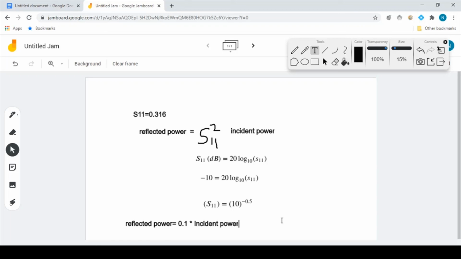So it means that whatever power is incident through the system, only 0.1 of that incident power is reflected back, and when we convert that 0.1 into a percentage, it will be 10% of the incident power. That's why we have selected the minus 10 dB line to decide the bandwidth of the antenna.